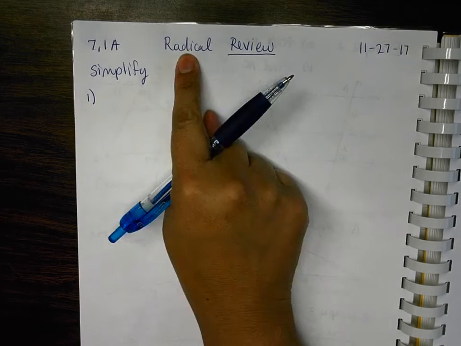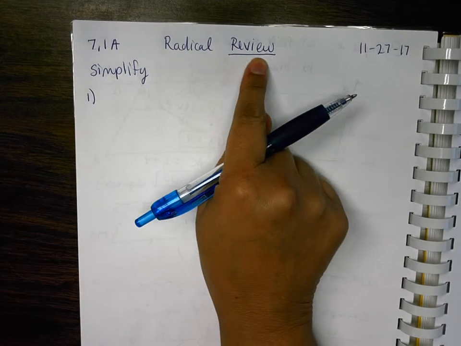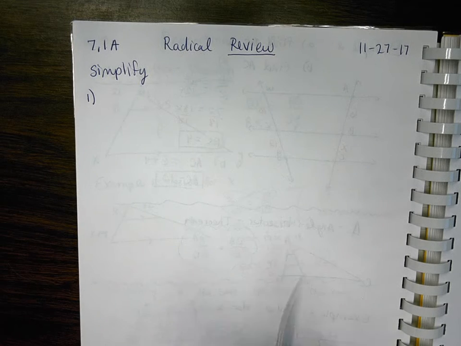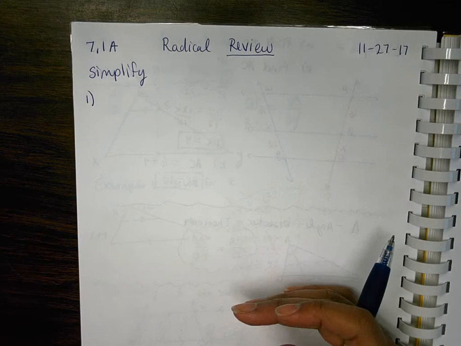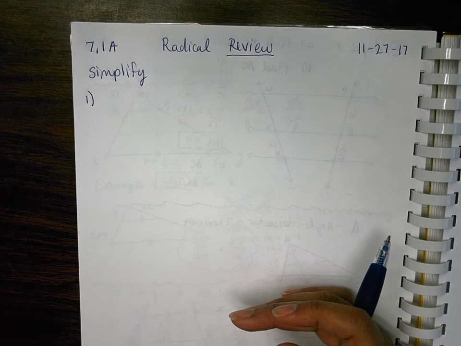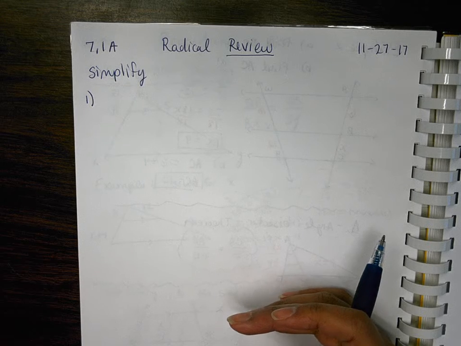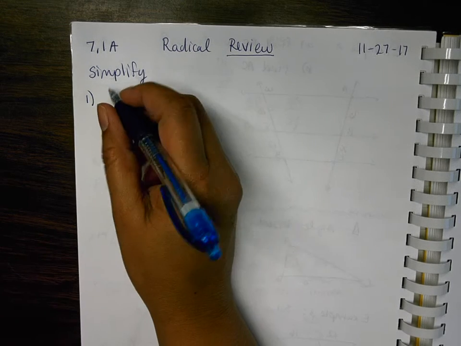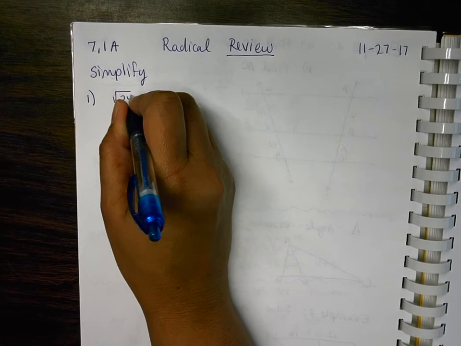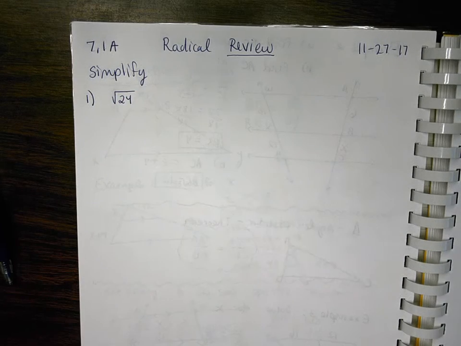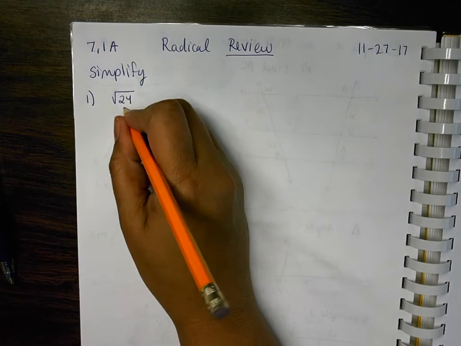Okay, so one more time, radical review. Even though it's titled review here, there are some new concepts towards the end. All right. Are we ready? Okay. Square root of 24. I'm going to have you try that from memory.